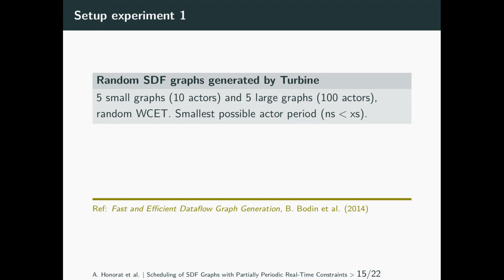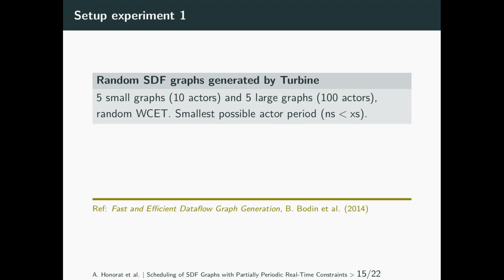We performed 2 experiments to evaluate our contribution. The first experiment is run on 10 randomly generated SDF graphs. These graphs are generated by the Turbine tool. Half of them are small with only 10 actors, while in the other half, each graph contains 100 actors. The worst case execution time of each actor is also randomly generated. Finally, we set 1 or 2 periodic actors with the smallest possible period.